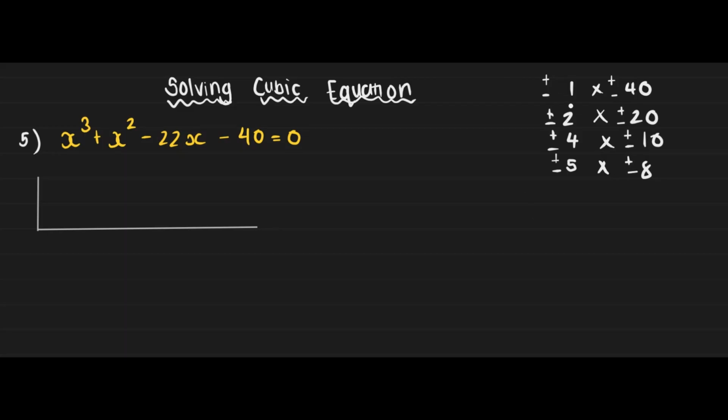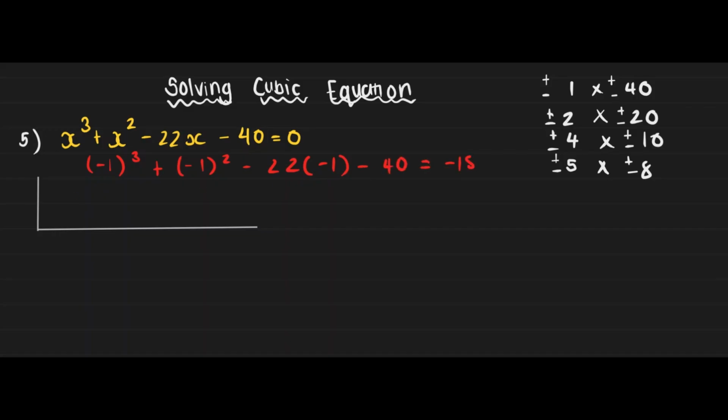Then we're going to try each factor and check when we substitute, do we get a 0? The one that we get a 0 is going to be the factors that we use. So let's do that. If we say open bracket, the first one, which is negative 1 to the power cubed plus negative 1 all squared minus 22, open bracket, negative 1 minus 40, what do we get?